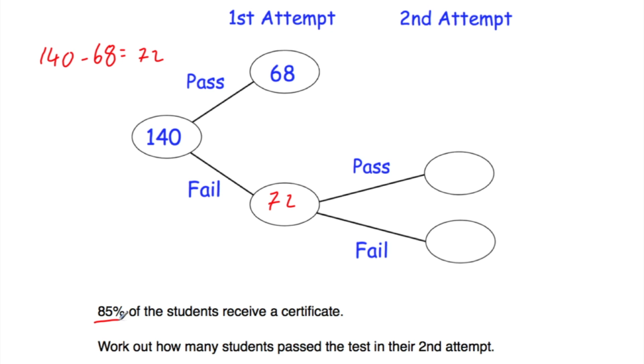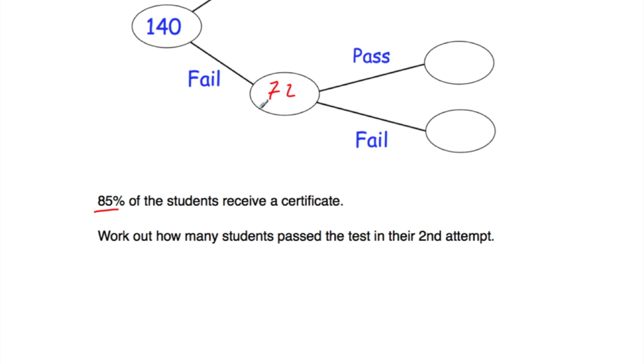Now, we're told that 85% of the students receive a certificate. So that means that this number plus this number must be 85% of the students. So if we work out what 85% of 140 is, that would tell us how many students pass the test altogether. And that means we can then work out this missing number here.